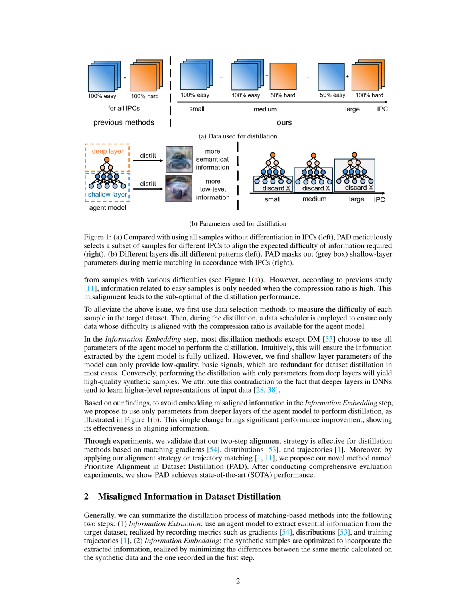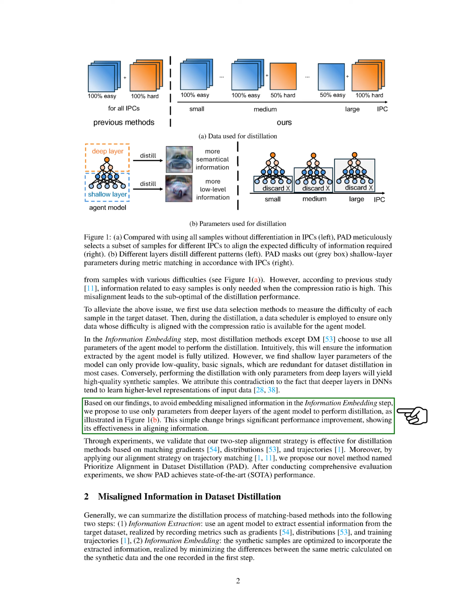Section Summary. In this section, we highlight that the two main steps of dataset distillation, information extraction and information embedding, often introduce misaligned information, which can degrade the quality of the synthetic dataset. We propose a two-step alignment strategy that optimizes data selection based on sample difficulty and utilizes only deeper layer parameters of the agent model, leading to significant performance improvements in the development of our method, Prioritize Alignment in Dataset Distillation, PAD, which achieves state-of-the-art results.